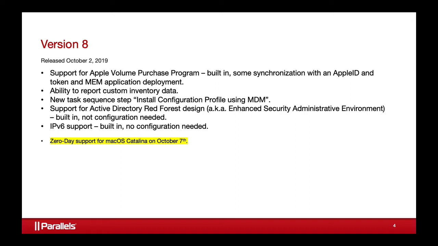So a little bit of version information. We just released about maybe 2 weeks ago version 8.6. So I'm going to go over a couple of versions' worth of features that we've been able to ramp in and get up to speed here with. So version 8 was released back in 2019. We brought in support for Apple Volume Purchase Program. So you get a corporate ID and a token and synchronize that inside of Configuration Manager. And we can bring in all that content for you then to make application deployments to those Mac endpoints.